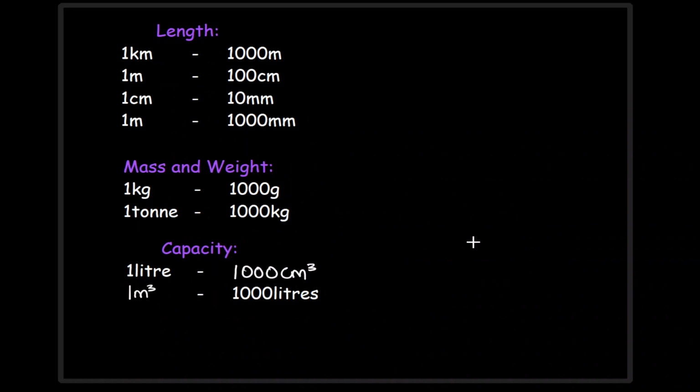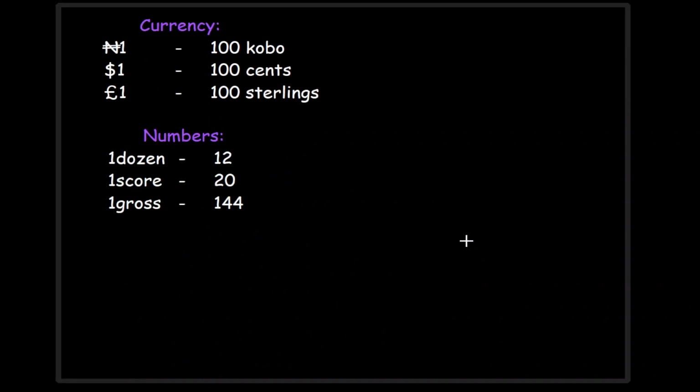Capacity: 1 liter equals 1,000 centimeter cube, and 1 meter cube equals 1,000 liters. Moving to currency: we have 1 naira equals 100 kobo, that's the Nigerian currency. We have $1 equals 100 cents, and one pound equals 1,000 sterlings. And then numbers: 1 dozen equals 12, 1 score equals 20, and 1 gross equals 144. So these are the relationships.